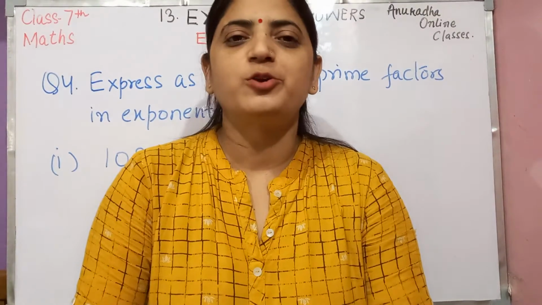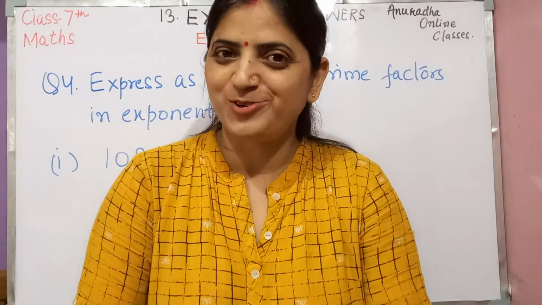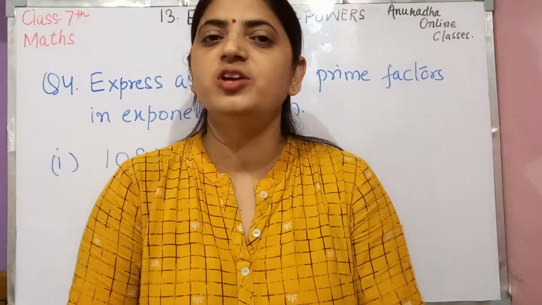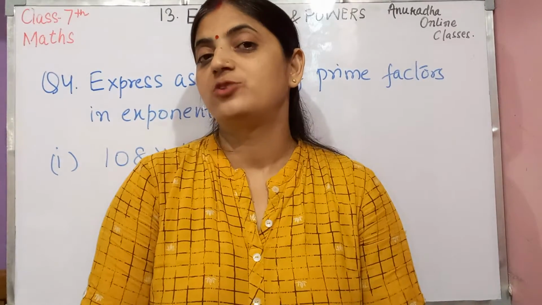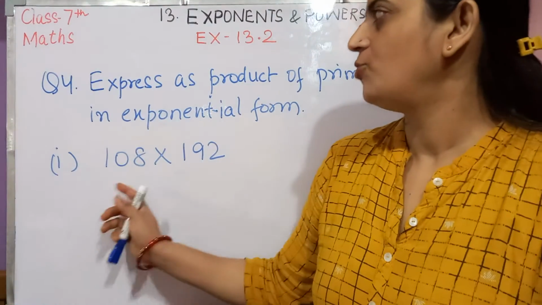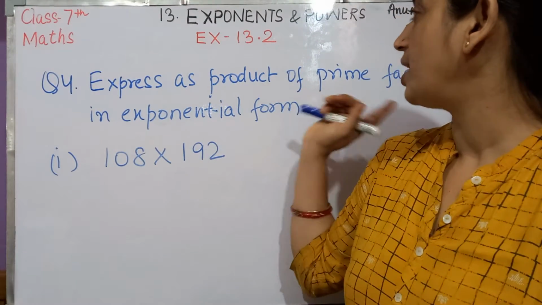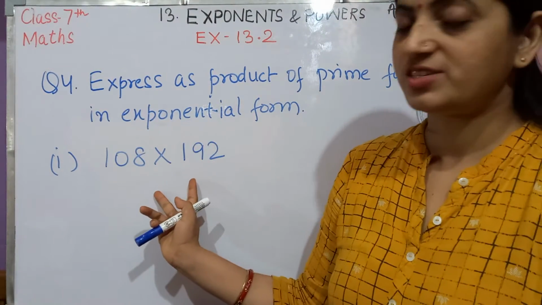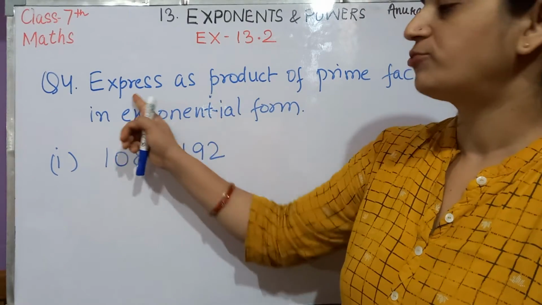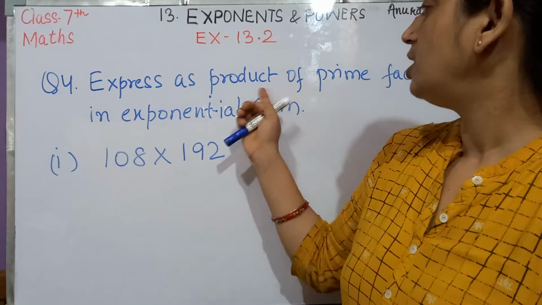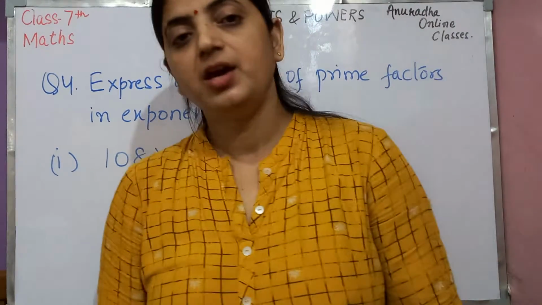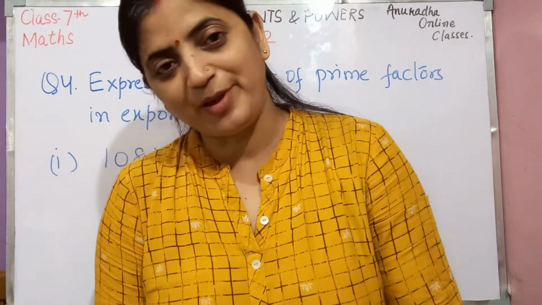Today I am going to take class 7th and the chapter we are doing is exponents and powers. इसमें हम लोग कर रहे थे exercise 13.2 and the question we are doing today is question number 4. Here you have to express as the product of prime factors. Here you can see the product of two numbers, but what you have to do, you have to express this as a product of prime factors in exponential form. Okay, whatever your answer will be, that will be in exponential form.